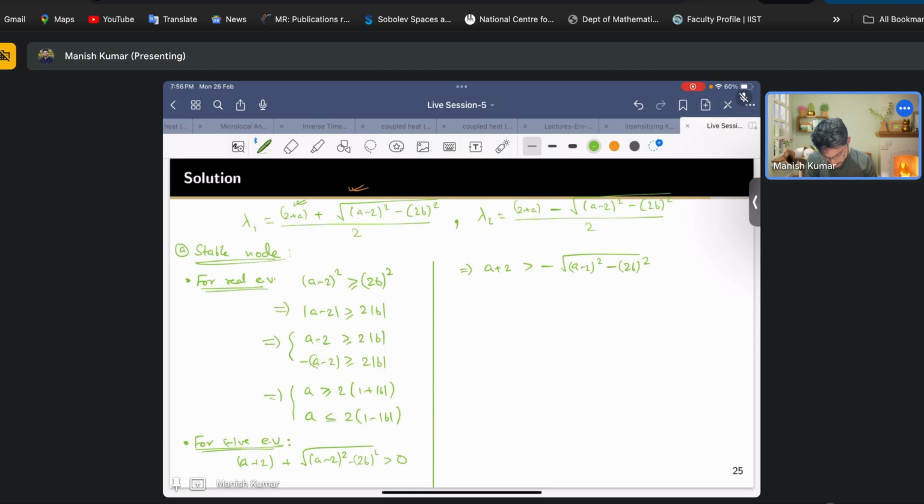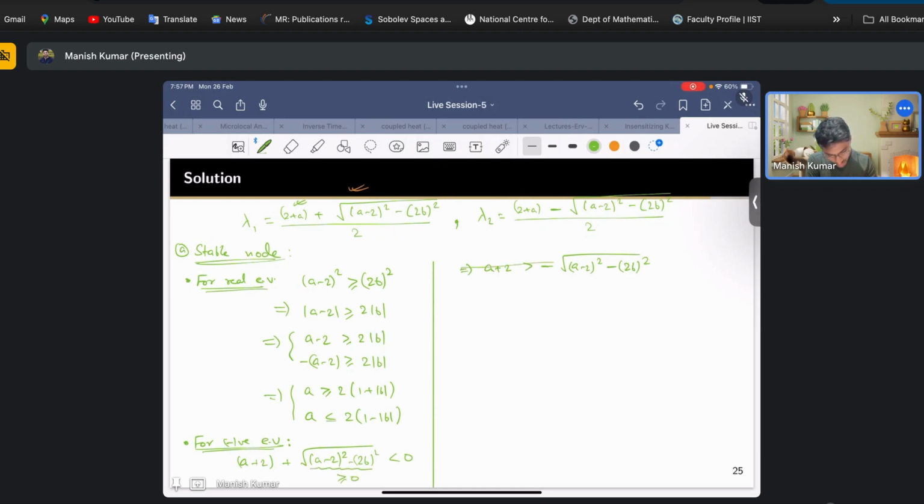Just a second, sorry, here it is negative, so this part should be negative. Okay, just a second, okay, and this is anyway non-negative, this we have made sure from our part.